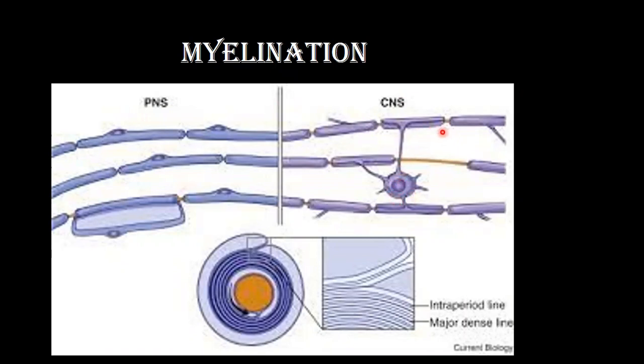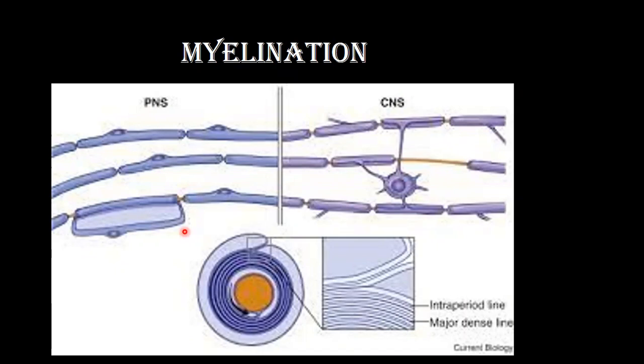In the peripheral nervous system, we see only one Schwann cell forming the sheath of a single nerve fiber, whereas in the central nervous system, we see many nerve fibers coming out from the oligodendrocyte. So, when we see how myelin formation occurs, first we see the peripheral nervous system.